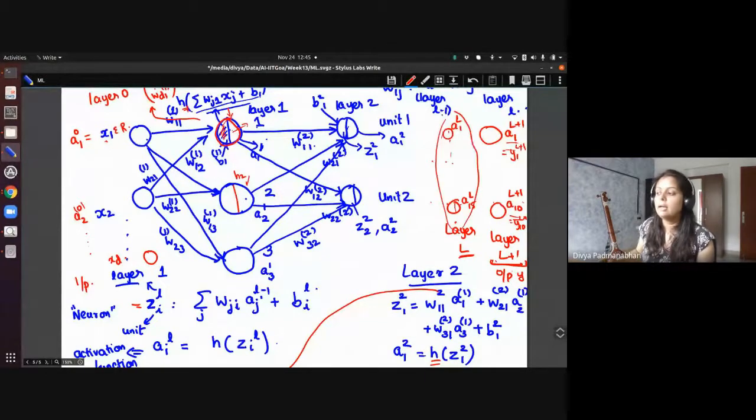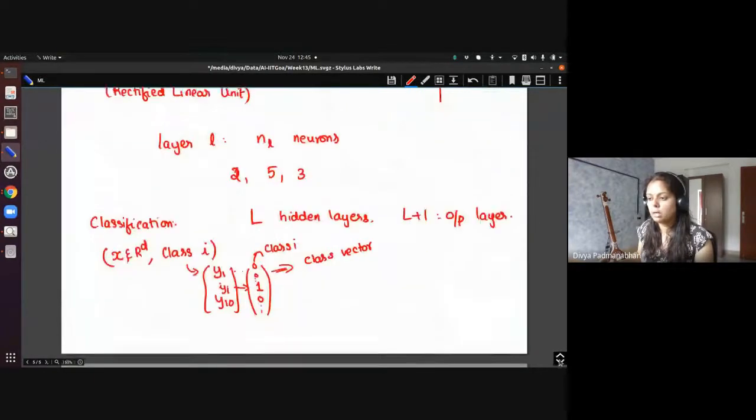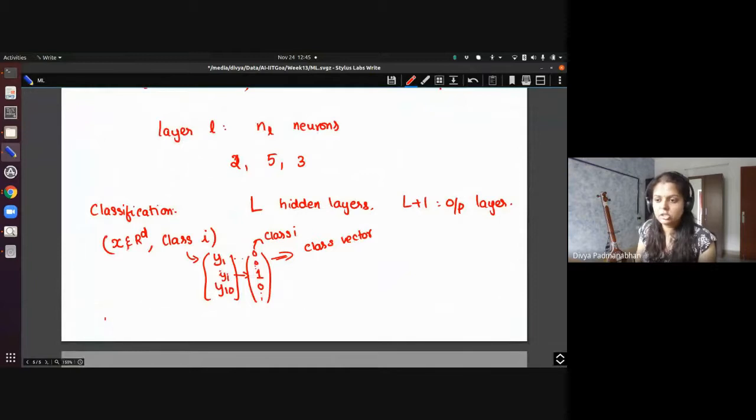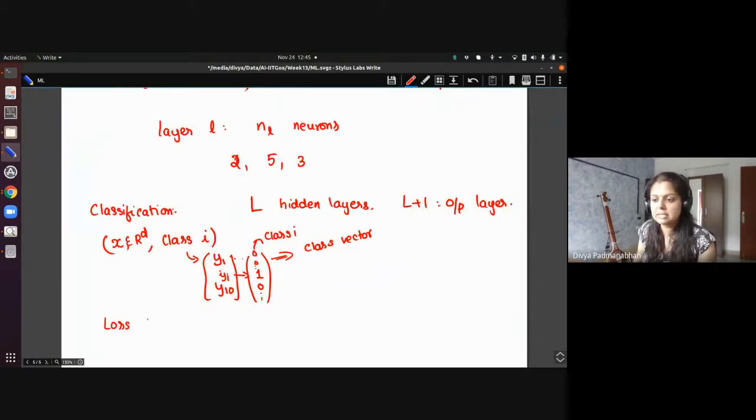Finally, the loss function that you're going to minimize is defined on the output layer. So what I wrote is aj^(L+1) minus the actual value, where yj is the class vector that's given to you. This is one point, so x and y is what is given to you finally.